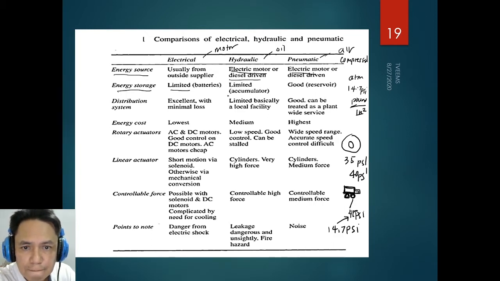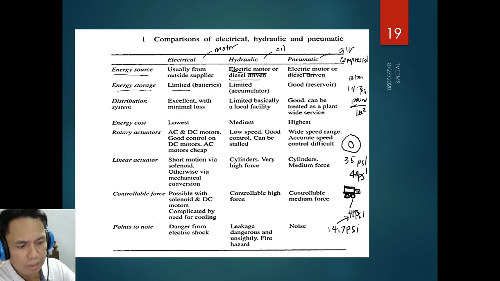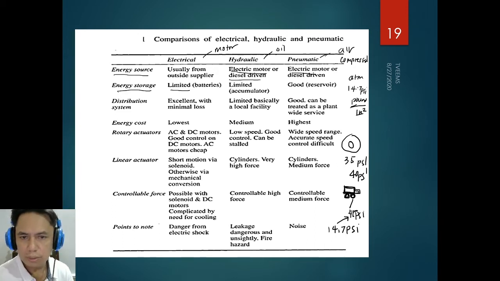Also in hydraulic, the energy storage is limited because we only have the accumulator. The accumulator is where you store the energy. There are different kinds of accumulator, and we are going to take that up in another video.